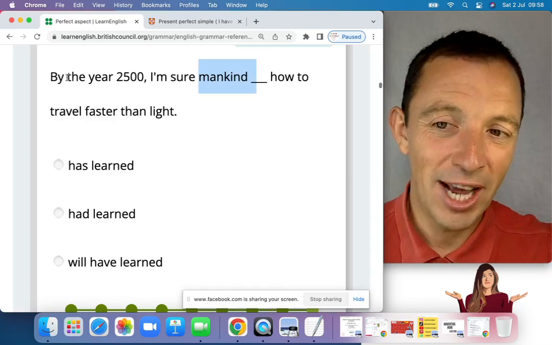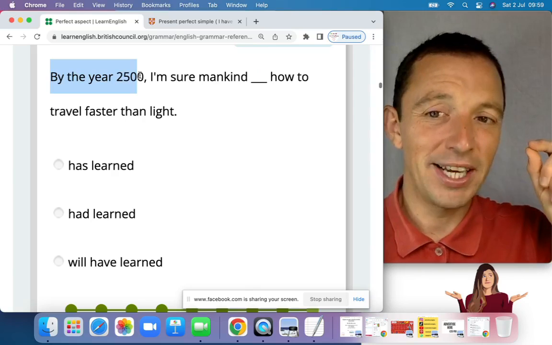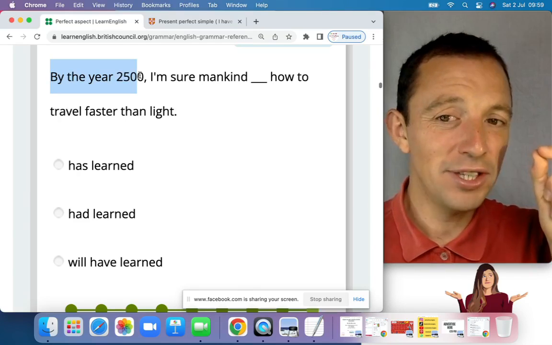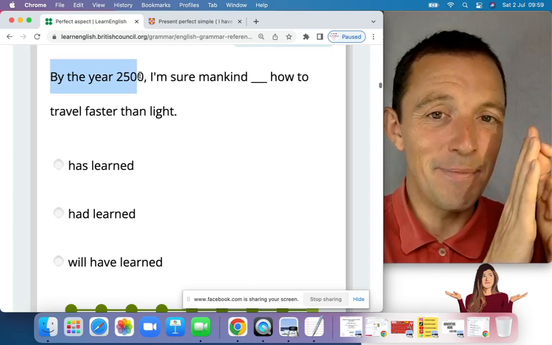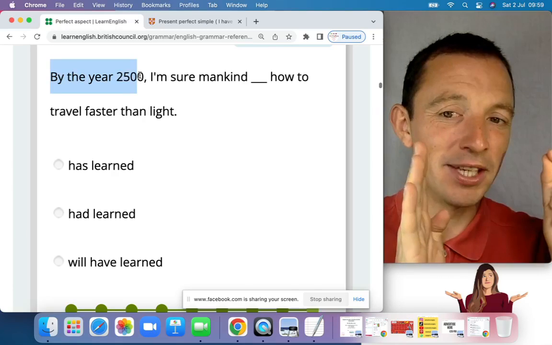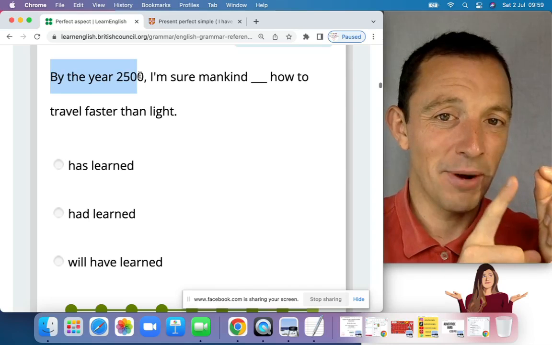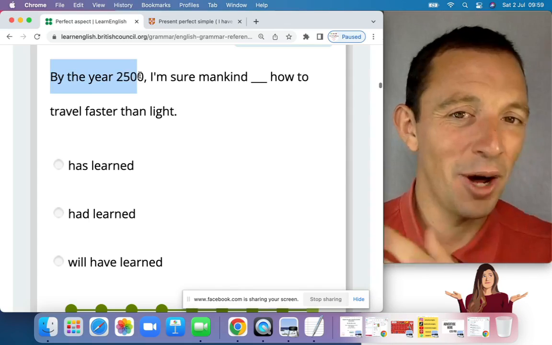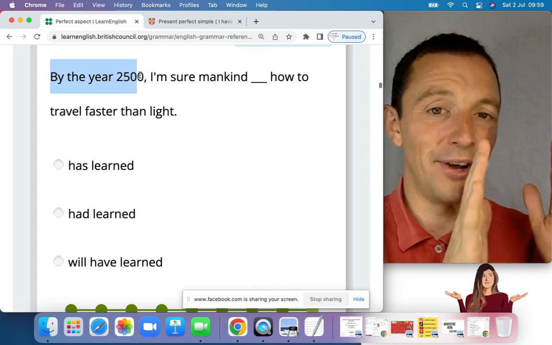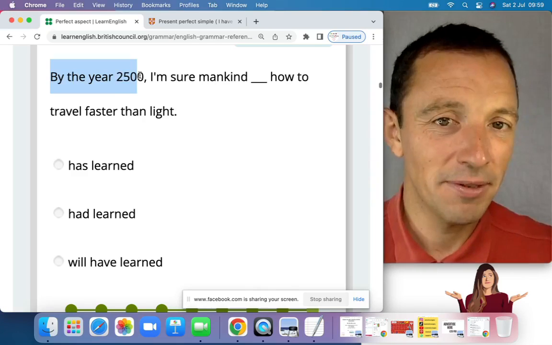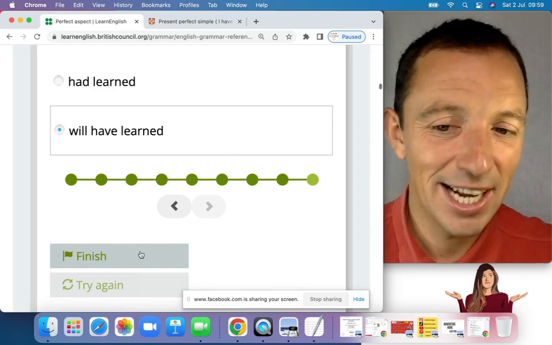So here in relation to time, it's a specific moment in the future. By the year 2500, a specific moment in the future, we want to describe the time, the period before that moment. Therefore, this is the modal will plus the perfect. So the only correct option here is mankind, humans, will have learned how to travel faster than light, I think is the correct answer. Let's select finish.